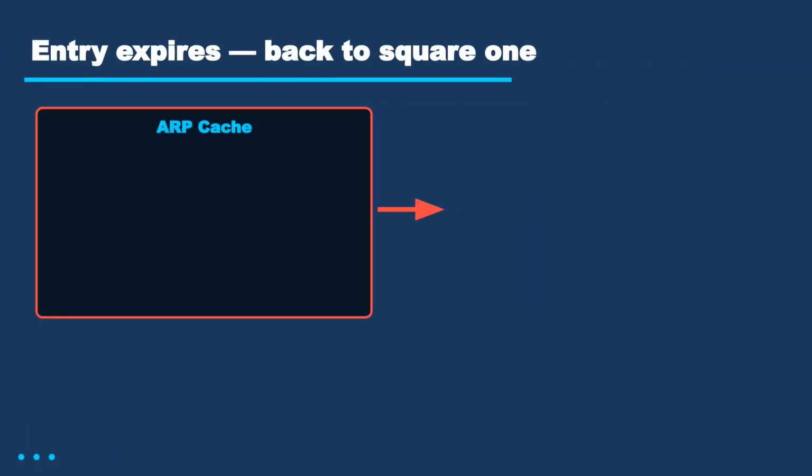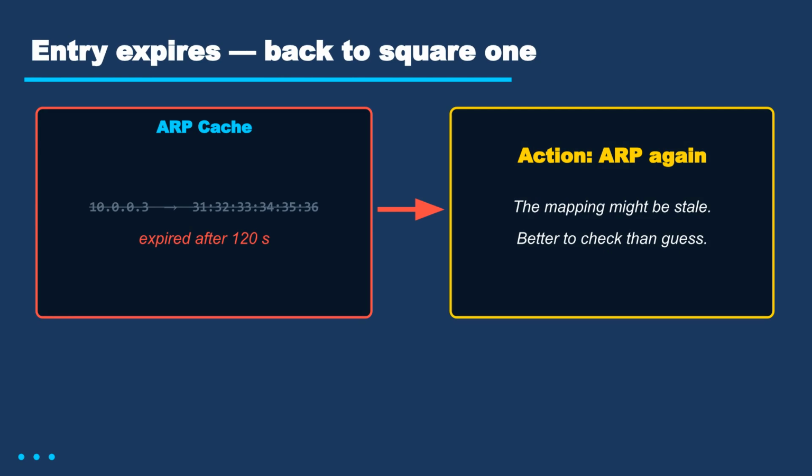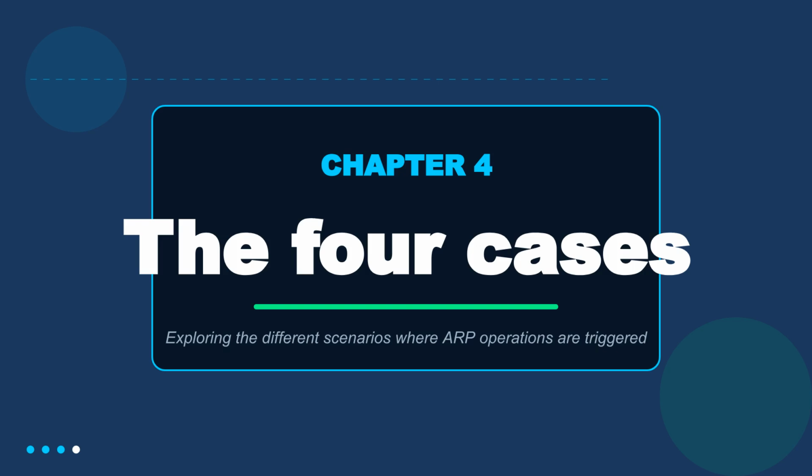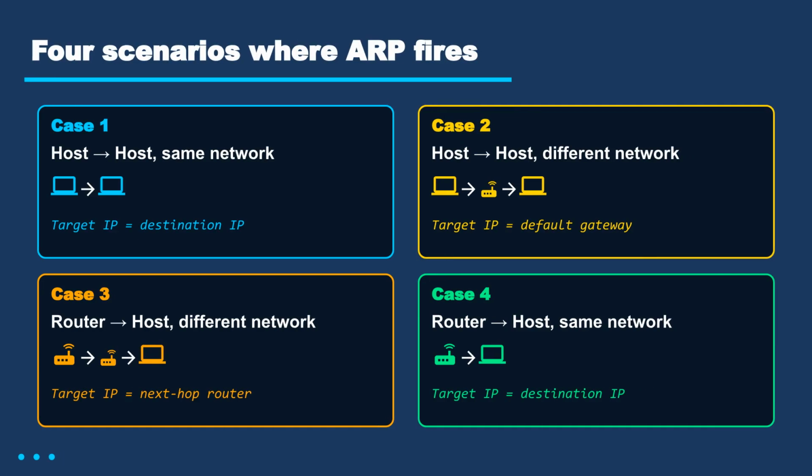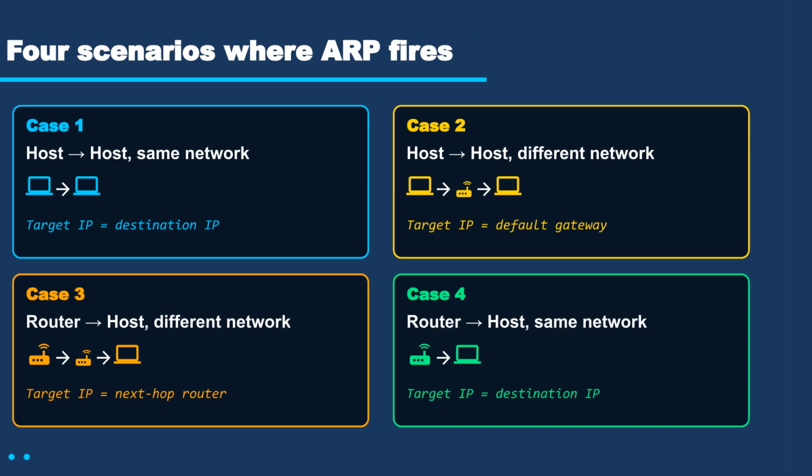After about 2 minutes, the entry expires. The next packet triggers a new ARP. This is how the cache recovers if something on the network moves or changes. Chapter 4. The 4 cases where ARP runs. 4 cases. Same subnet, different subnet, router as the source. The pattern is always to ARP for whatever's on your subnet. If the destination is not, ARP for the next hop.